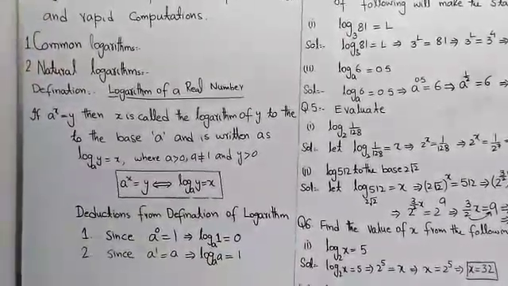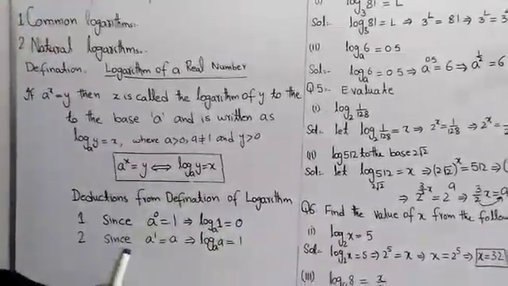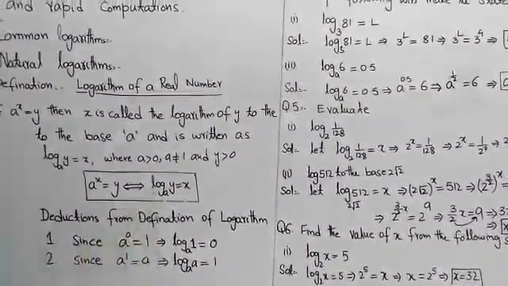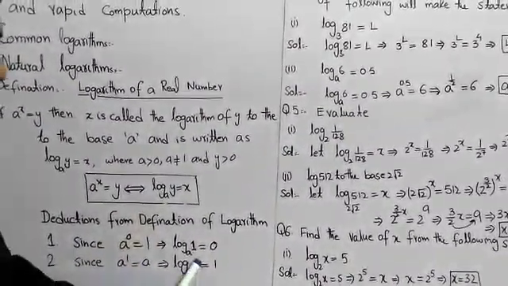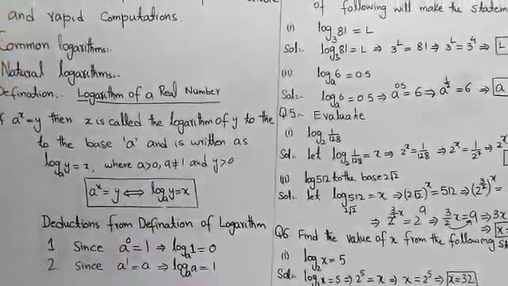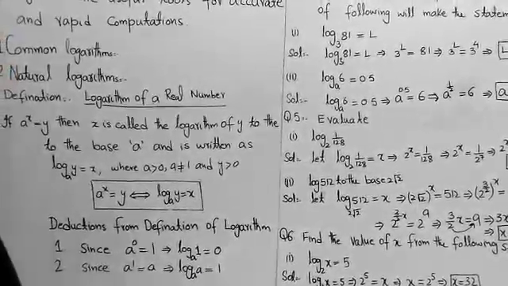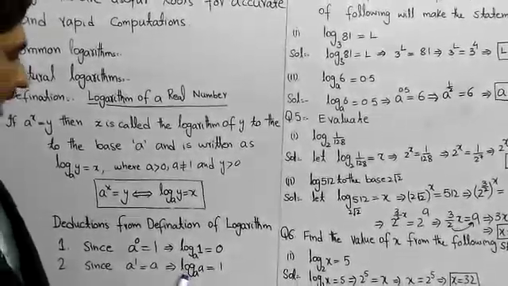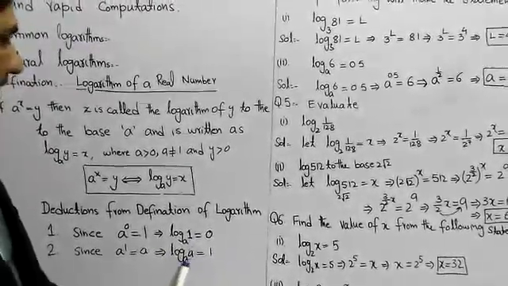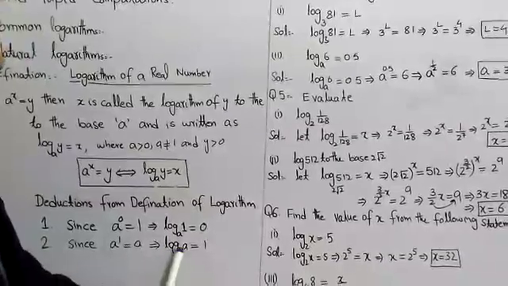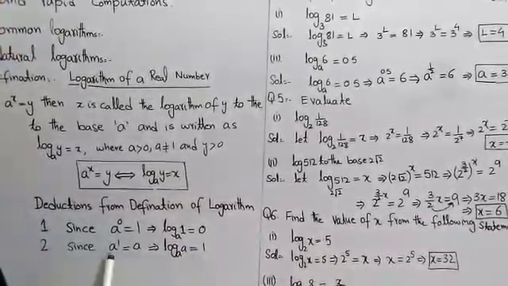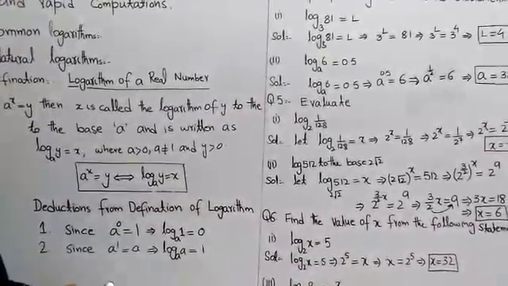Second deduction. Since a raised to power 1 is equal to a, using this relation, log of a to the base a is equal to 1. So this deduction says that log of 10 to the base 10 is equal to 1, log of 2 to the base 2 is equal to 1, log of e to the base e is equal to 1. So these two are very important deductions.